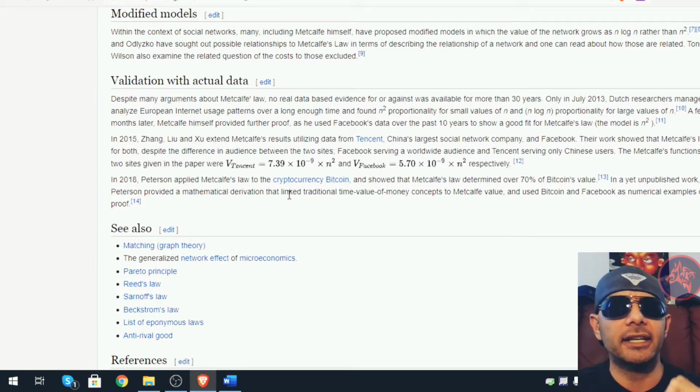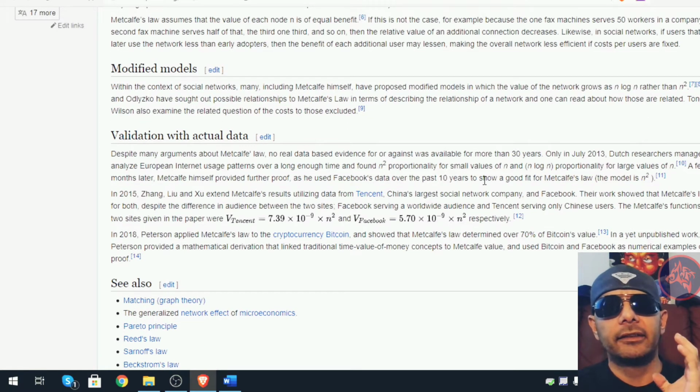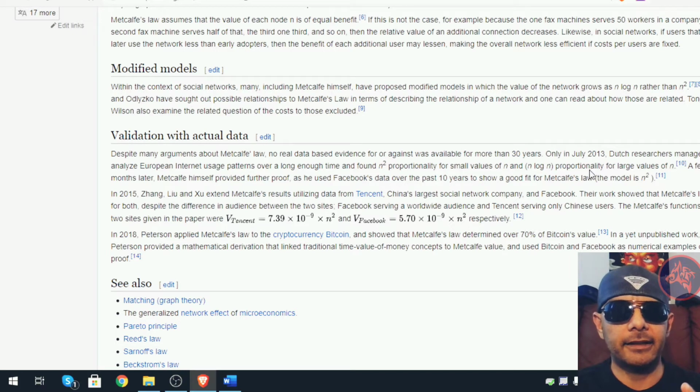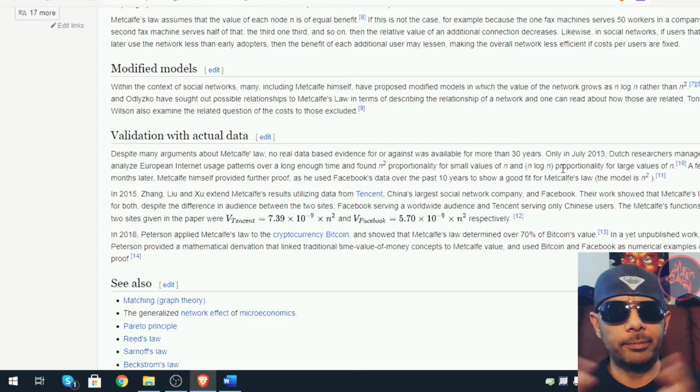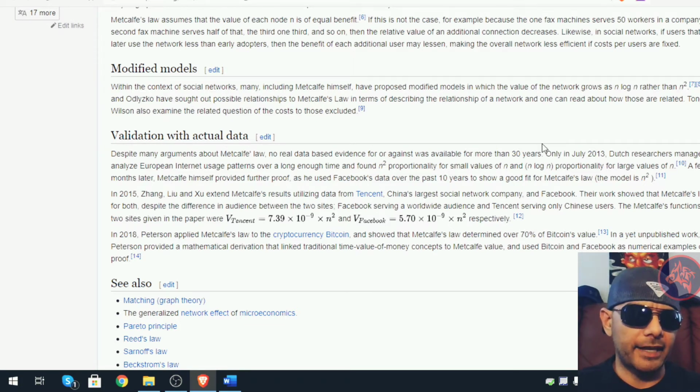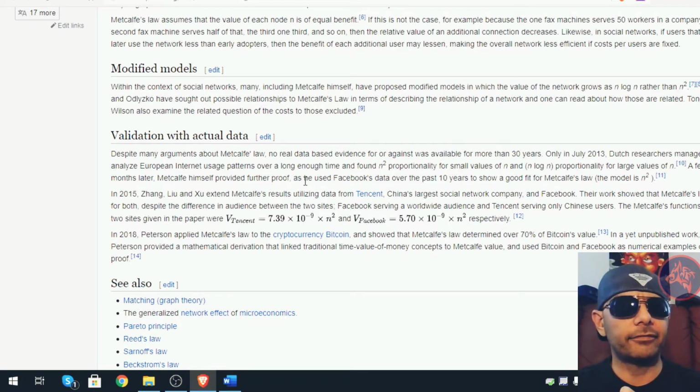So I want to let you guys know about Metcalfe's law. The way it works is basically it'll do an n log n on smaller values, or n squared for the larger values, right? And then n log n would be proportional to the small values. So that's the way that they've put this into play, and it's tried and true, because they've done all the research, because it's been 10 years. They now have data that they can run off of with Bitcoin.